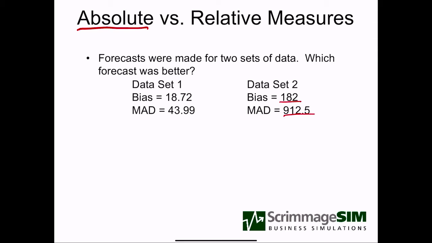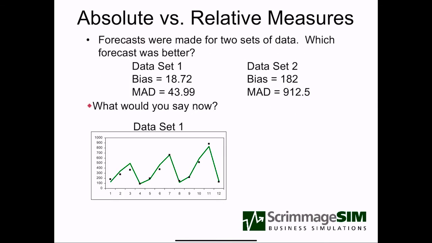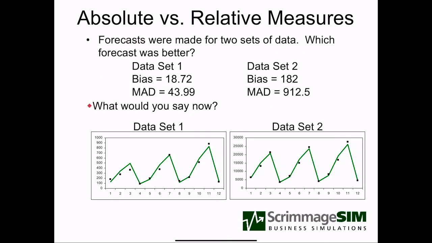Just looking at those two comparisons, we would think that data set 1 has a more accurate forecast, but if we look at graphs of the data, there's data set 1, there's data set 2, it actually looks like data set 1 is not as good as data set 2. It certainly doesn't look like data set 2 is much worse, and it's probably better. What explains this is that the size of the numbers we're forecasting in data set 1 are under 1,000, whereas in data set 2, our numbers are almost to 30,000.